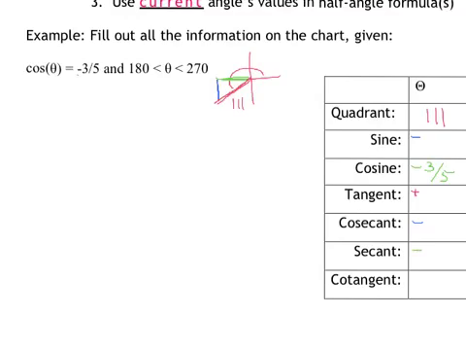In fact, I can fill that in right now. The cosine is negative 3/5. Secant's the reciprocal of that. That would be negative 5/3.